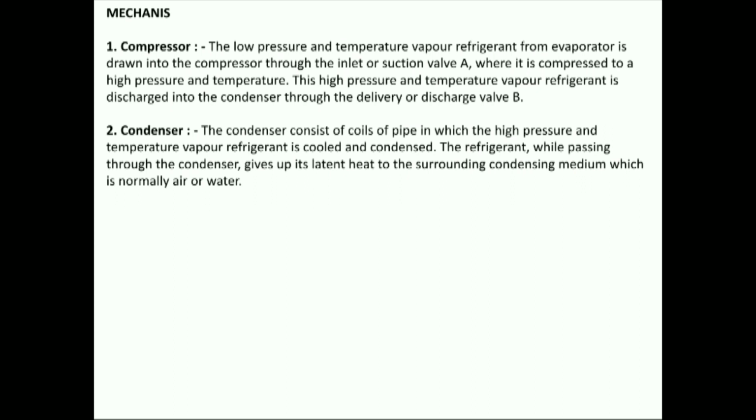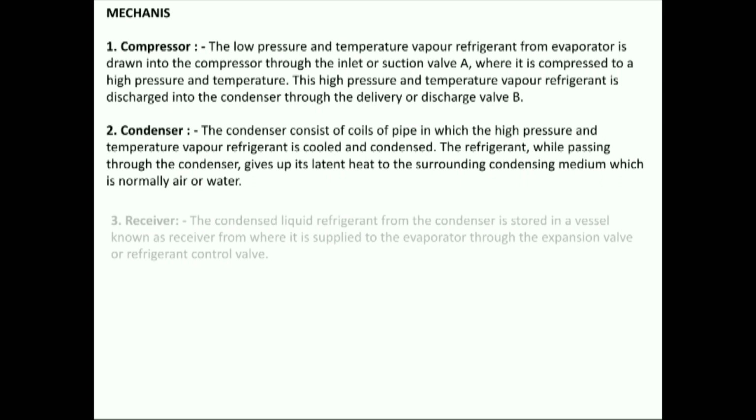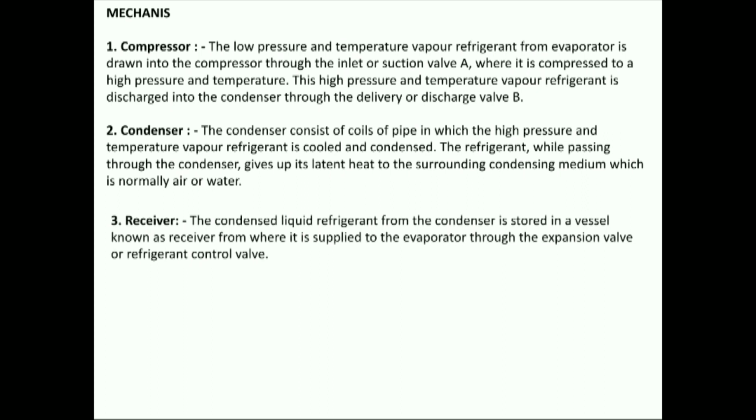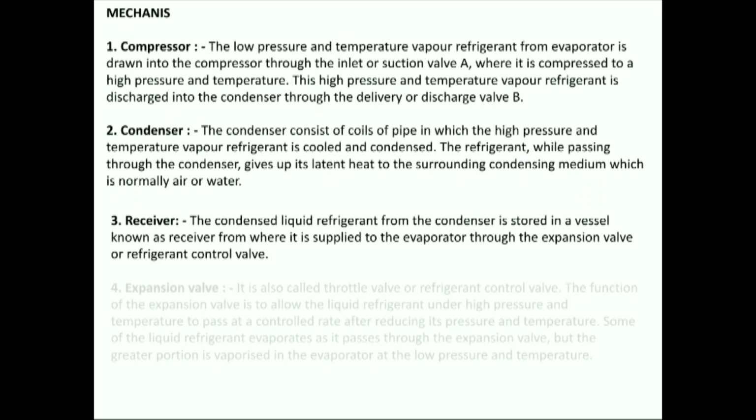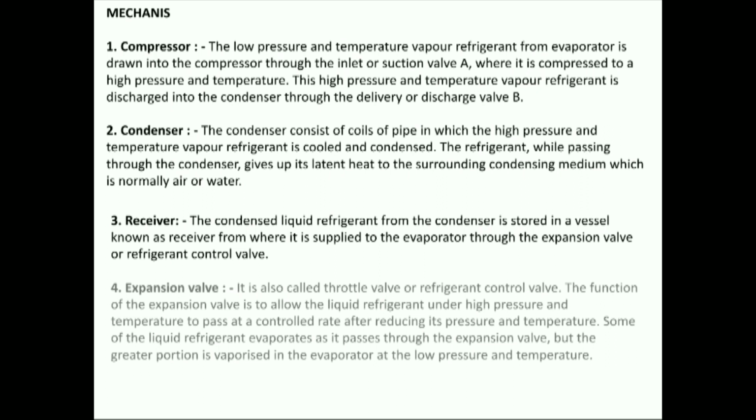2. Condenser. The condenser consists of coils of pipe in which the high pressure and temperature vapor refrigerant is cooled and condensed. The refrigerant, while passing through the condenser, gives up its latent heat to the surrounding condensing medium, which is normally air or water. 3. Receiver. The condensed liquid refrigerant from the condenser is stored in a vessel known as receiver, from where it is supplied to the evaporator through the expansion valve or refrigerant control valve.